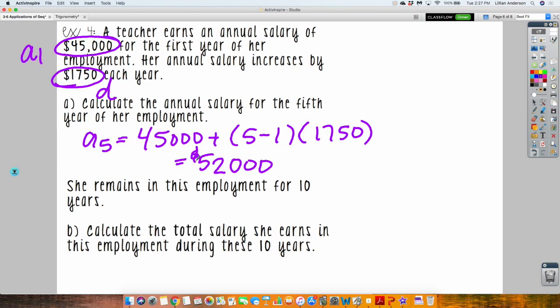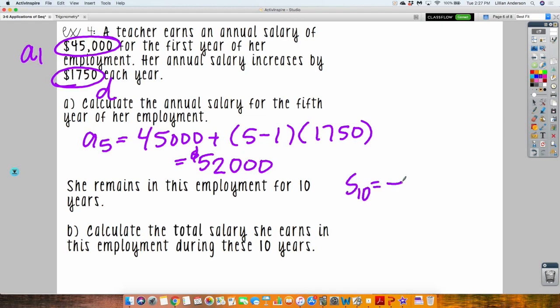A 5th-year teacher is probably making around 46,000. Sorry, a Polk County teacher is making around 46,000. She remains in this employment for 10 years. That's when she got smart. And she says, I can make a little bit more money in another state.